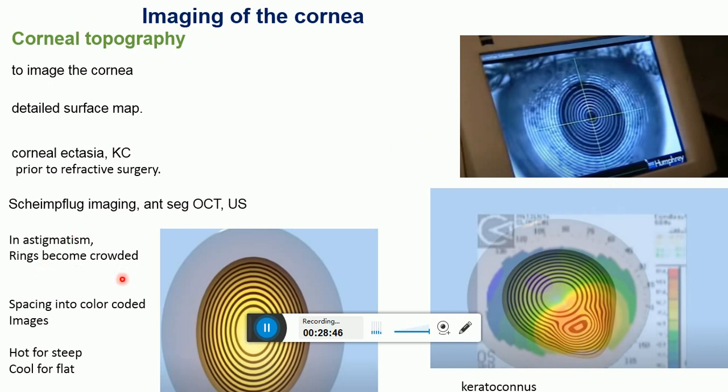In astigmatism, these rings become crowded. The spacing is converted into color-coded images; here you can see the color coding. The hot colors are for steep cornea and cool colors for flat cornea.